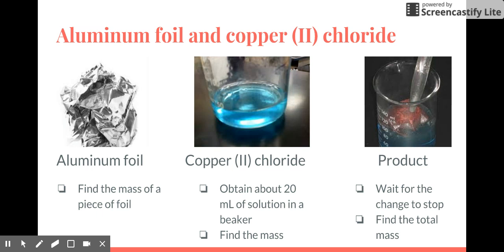In the beaker, you're going to obtain about 20 milliliters of solution. It's an approximate amount, not an exact amount. Again, find the mass of the beaker and the solution. Once you mix the two together, wait for the change to stop, and then find the total mass.